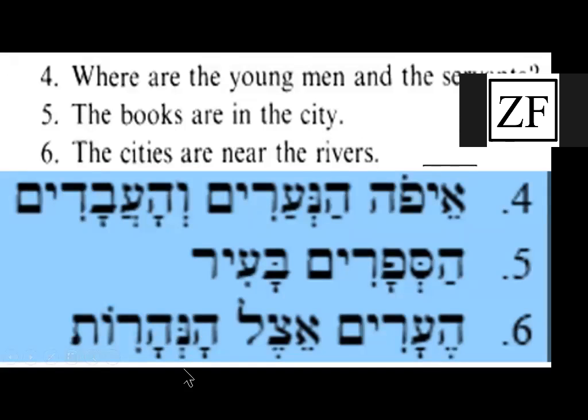Itzel, and then rivers was the Nahar, plural Naharot, and the cities is Naharot, and near was Itzel.